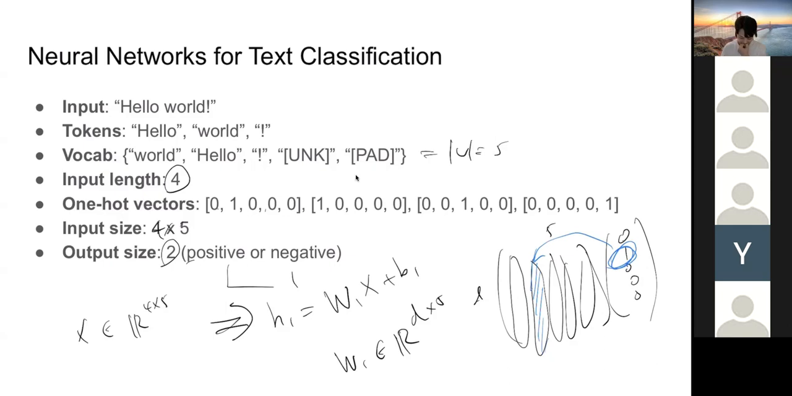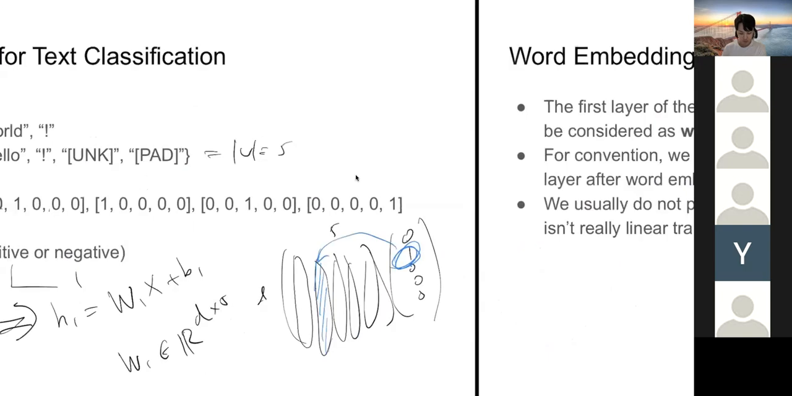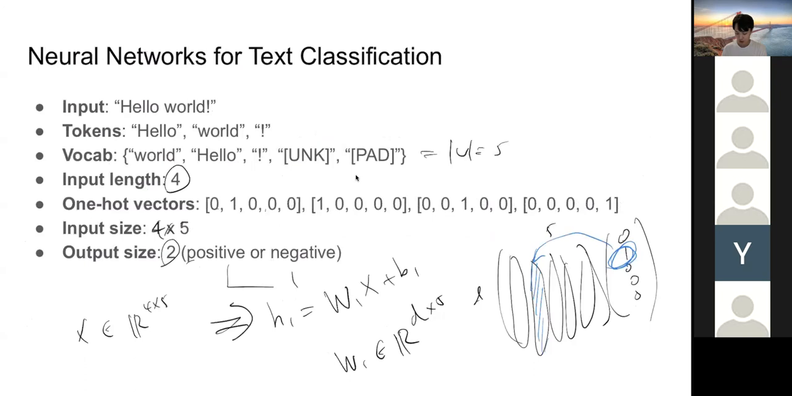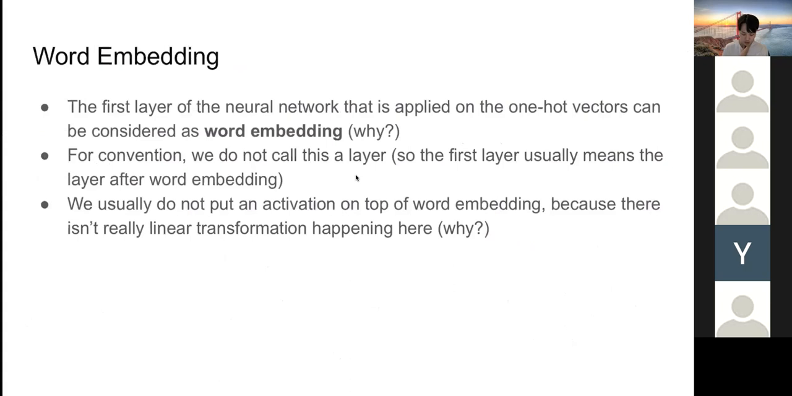I shouldn't say embedding matrix because I never used that term yet, but basically this is W1. That's why we call it word embedding, because each embedding column vector here corresponds to each word. You are basically just indexing that vector in that matrix. So that's why we call W1 the word embedding.